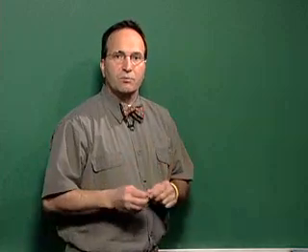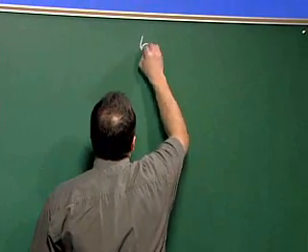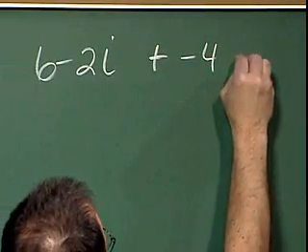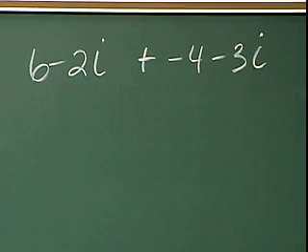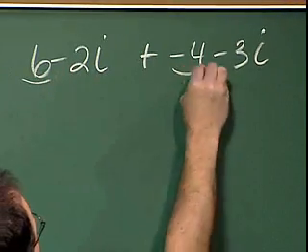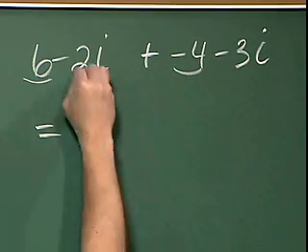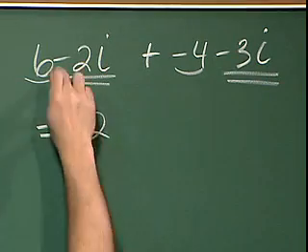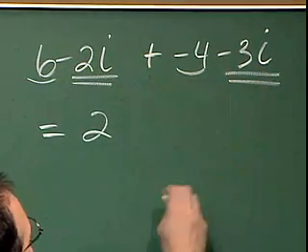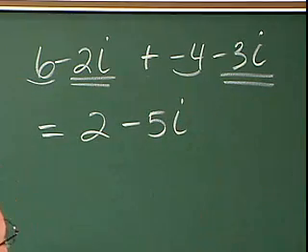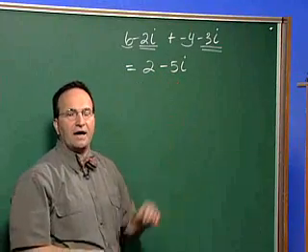So what I'd like to do for you first is to find the sum algebraically. So we're going to take the two complex numbers and add them together. So we have 6 minus 2i, to which I will add negative 4 minus 3i. And the way we do this is you take the real parts and add those together first. So 6 plus negative 4 gives me 2. Then you combine the imaginary parts. Negative 2i plus negative 3i gives me a total of negative 5i. And I can express it as 2 minus 5i.